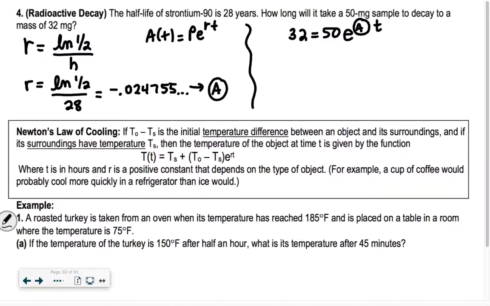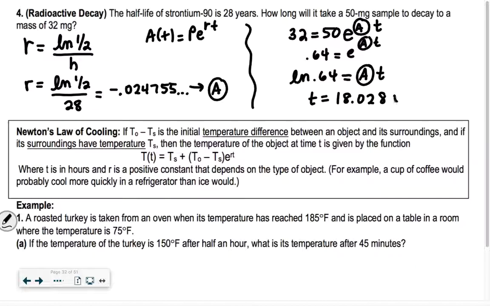So I take my 32 and I divide by 50. I get 0.64 equals e to the A times t. And I take the natural log of both sides. So I do the natural log of 0.64, and then the natural log and e cancel, and my A times t goes to the front. So I'm going to take the natural log of 0.64 and divide by that alpha A I had in my calculator. And I get 18.028 years. We'll round to 3 decimal places in the end.